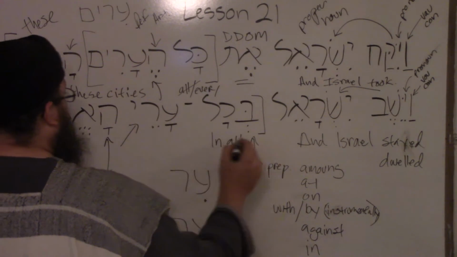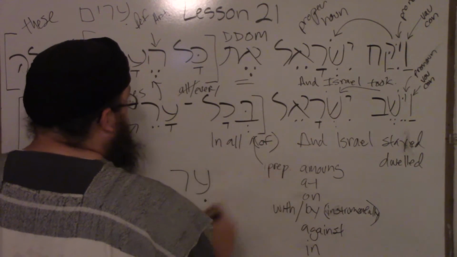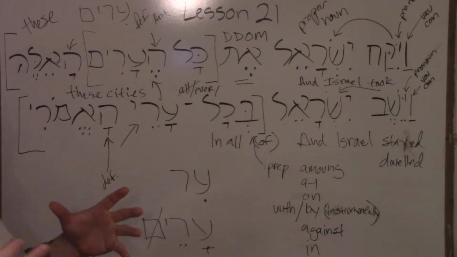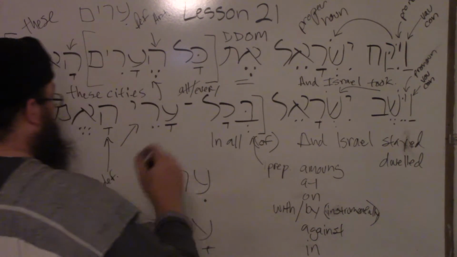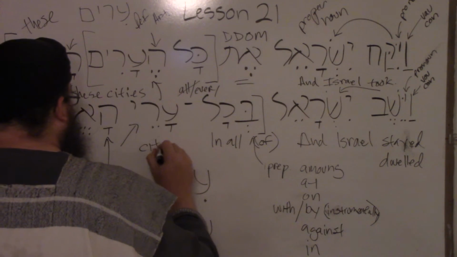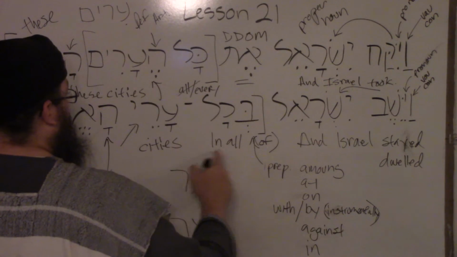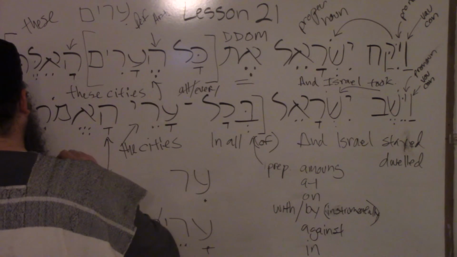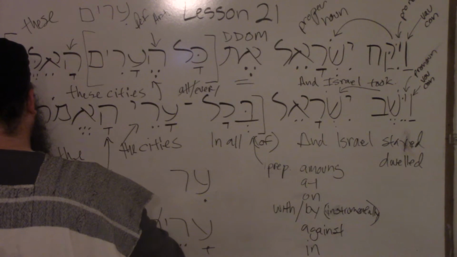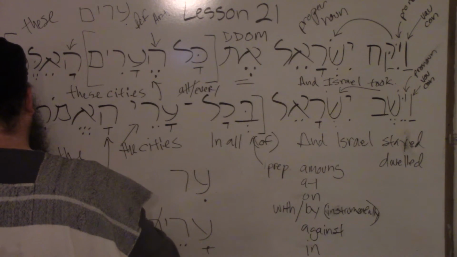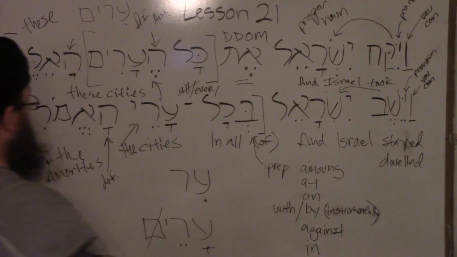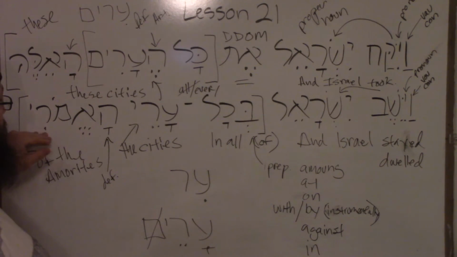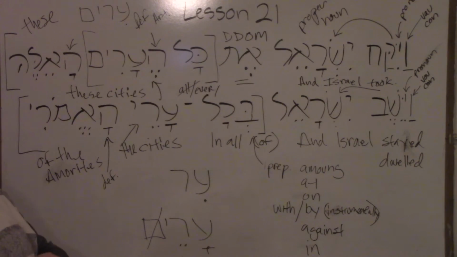So in all, so here we're going to put the word of. Because remember, noun constructs are the words that we use for the of statements, okay? So cities, okay, and all of, so we're going to put the word the cities, and then we're going to put of the Amorites. Okay? The word ha emori, the Amorites. Okay? So it's being specific as to the actual genealogy of these people.